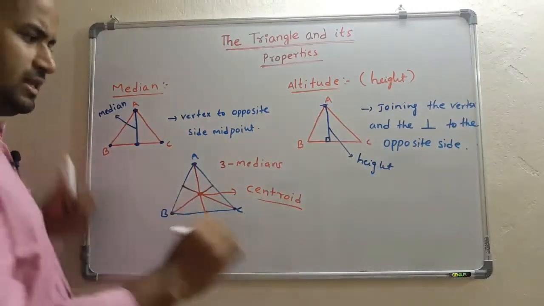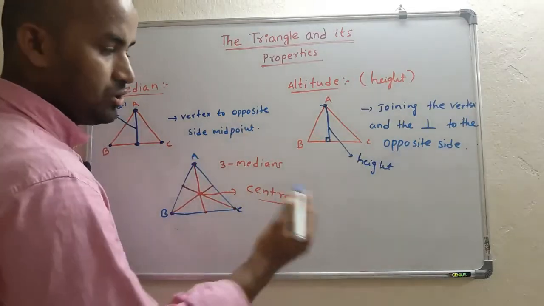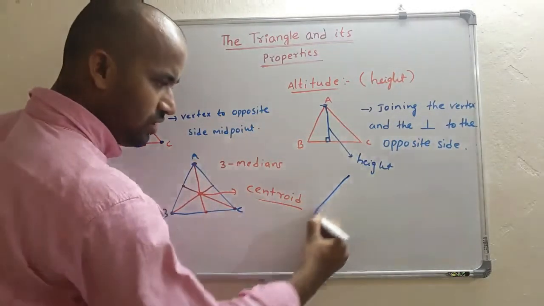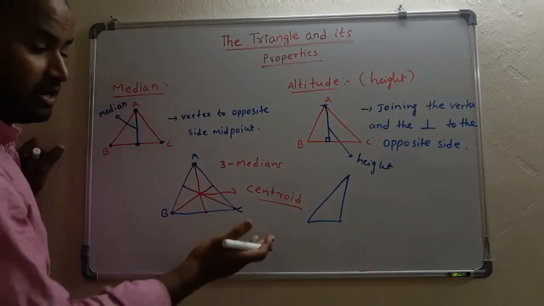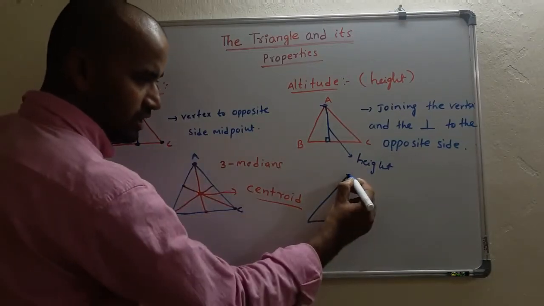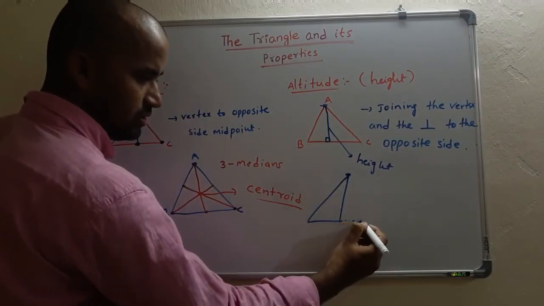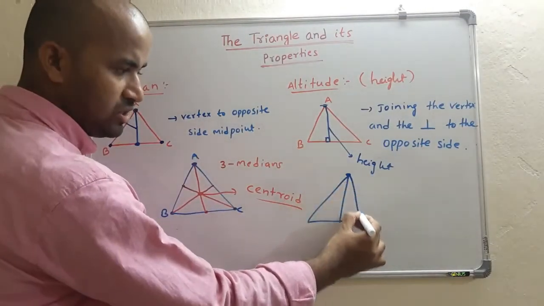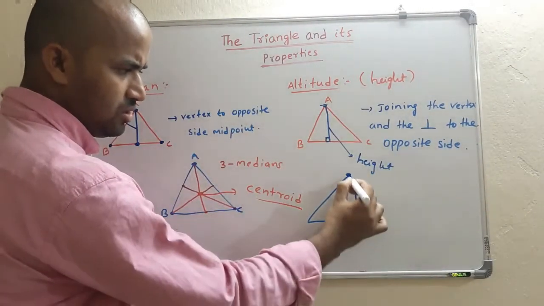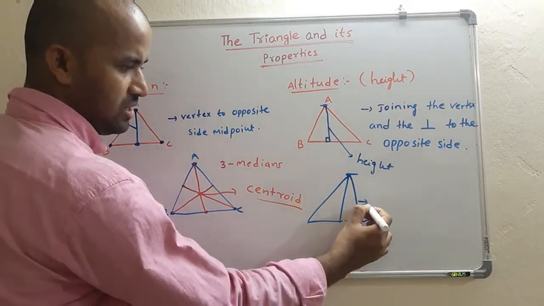Many students have the question, sir, what is the height of this triangle? See, this is the vertex. From here you have to draw a perpendicular to the opposite side. This is the perpendicular. So this is the height.